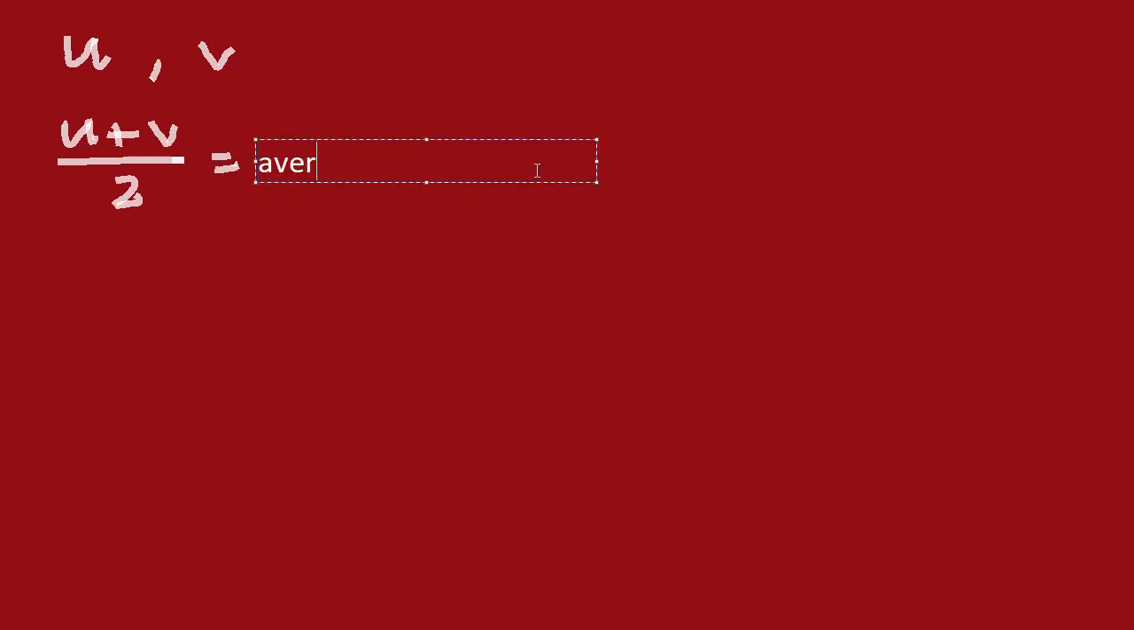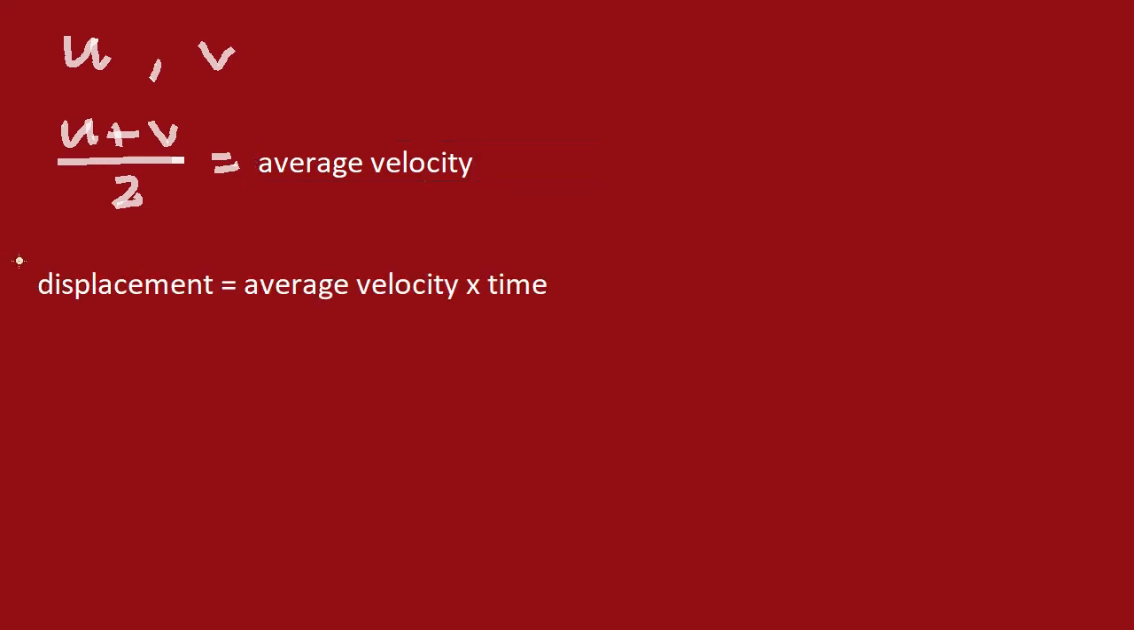Now this is equal to the average velocity of the body. You must remember that the average velocity is also defined as displacement divided by time. Therefore, displacement is equal to average velocity into time. Using symbols, for displacement we use s, so s is equal to (u plus v) divided by 2, and for time we use the usual symbol t.